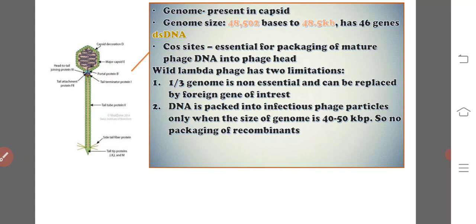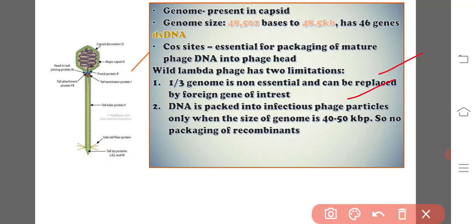Wild lambda phage has two limitations. Number one, one-third of the genome is non-essential and can be replaced by a foreign gene of our interest. And number two, DNA is packed into infectious phage particles only when the size of the genome is 40 to 50 kilobase pairs. So no packaging of recombinants takes place.